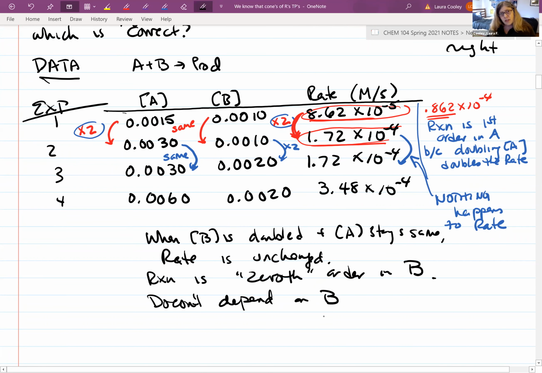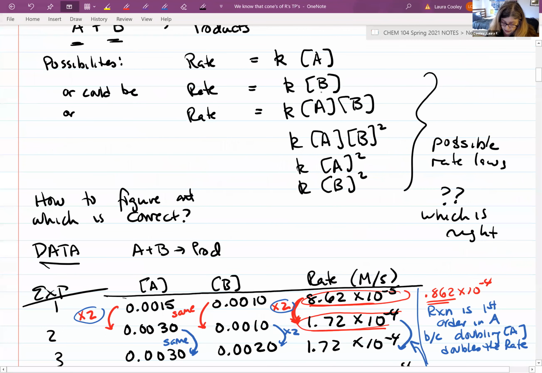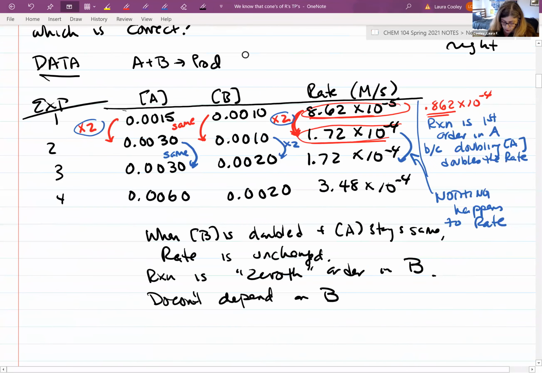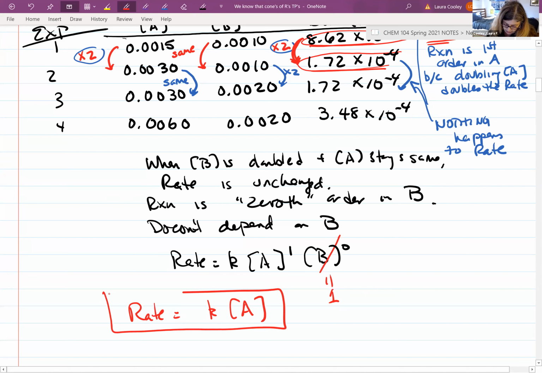Okay, and that certainly was part of the examples that we listed as possibilities. This doesn't depend on B. This doesn't depend on B. Okay, so what you could write is that rate is A to the 1, B to the 0, but we know, all of us, that B to the 0 is equal to 1, so we would just leave it out. And this would be our rate law.